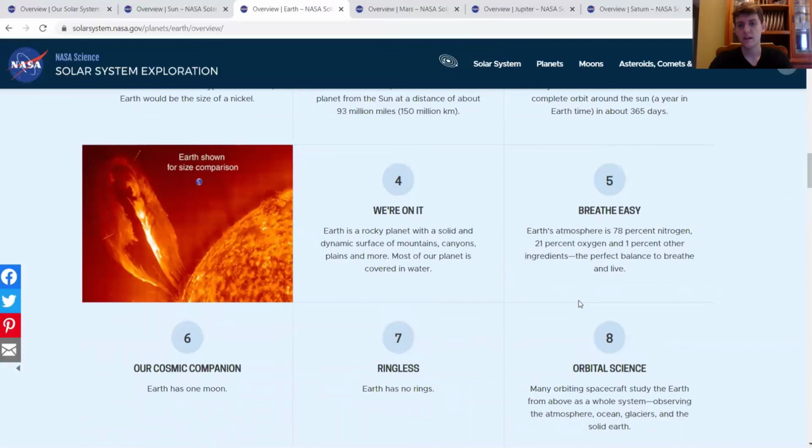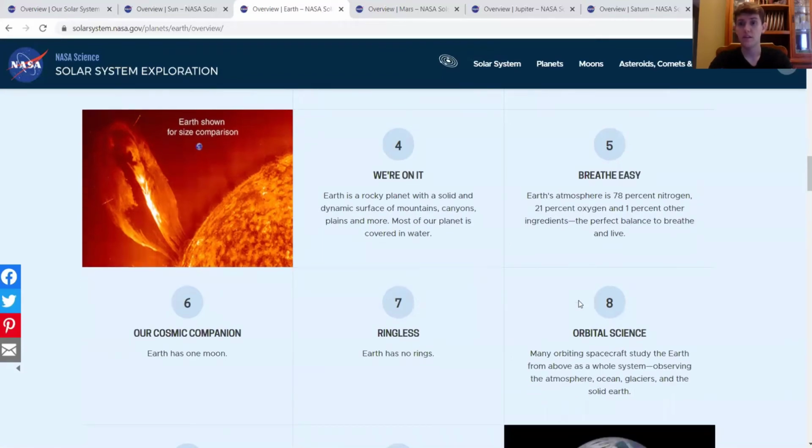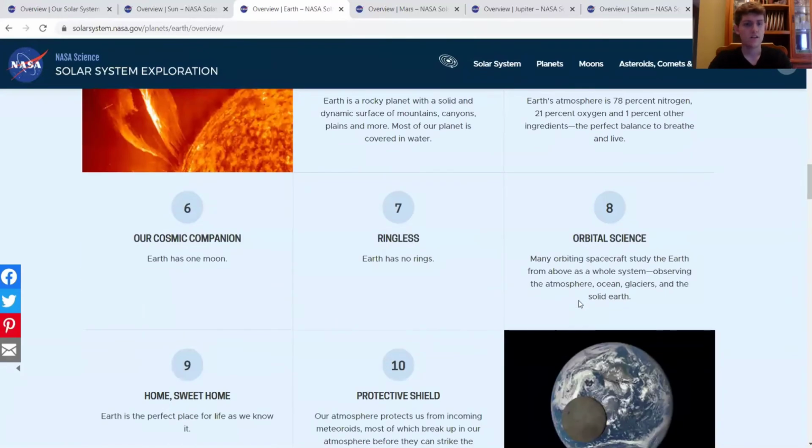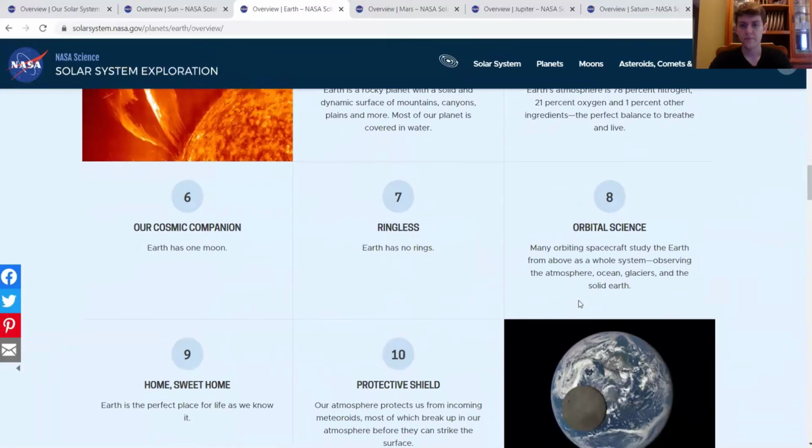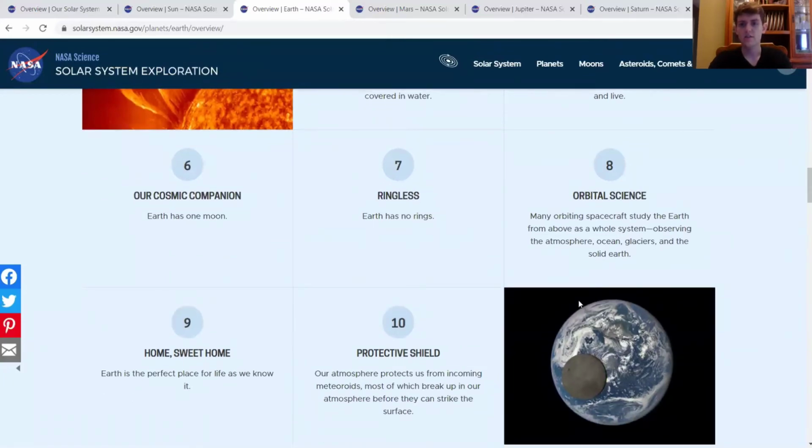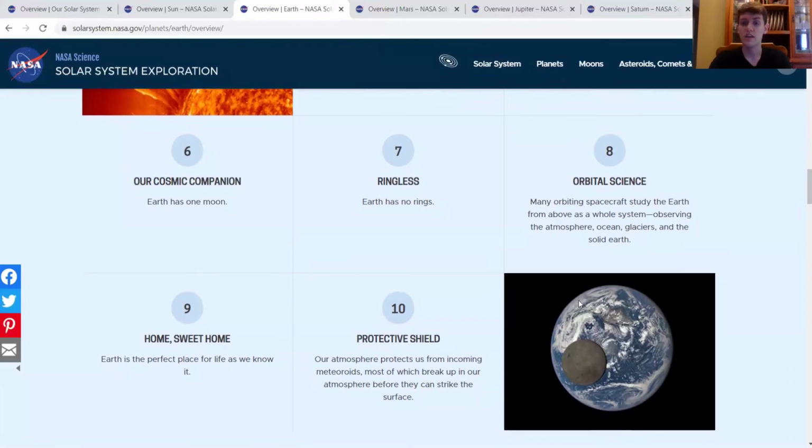Earth's atmosphere is about 78% nitrogen, 21% oxygen and 1% other ingredients. The perfect balance to breathe and live for all life. Earth has one moon, no rings. Many orbiting spacecraft study the Earth from above as a whole system, observing the atmosphere, ocean, glaciers, and the solid Earth.